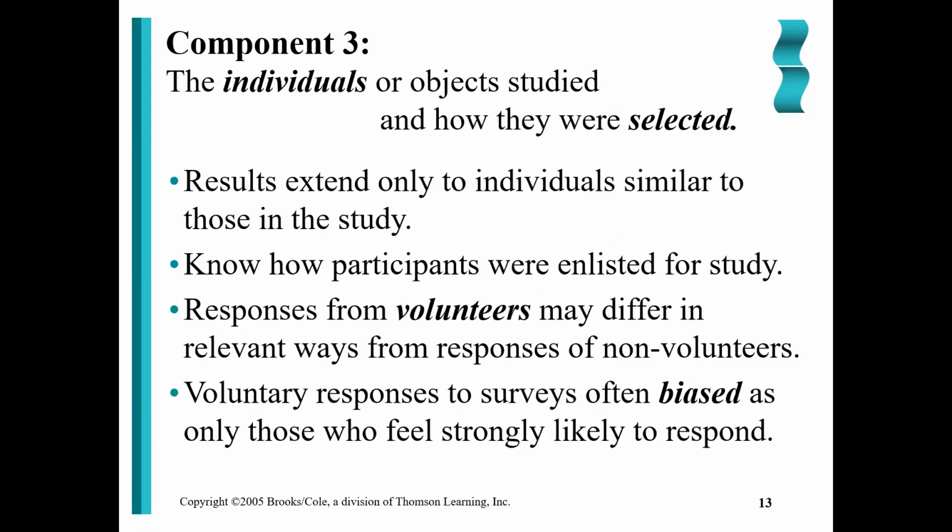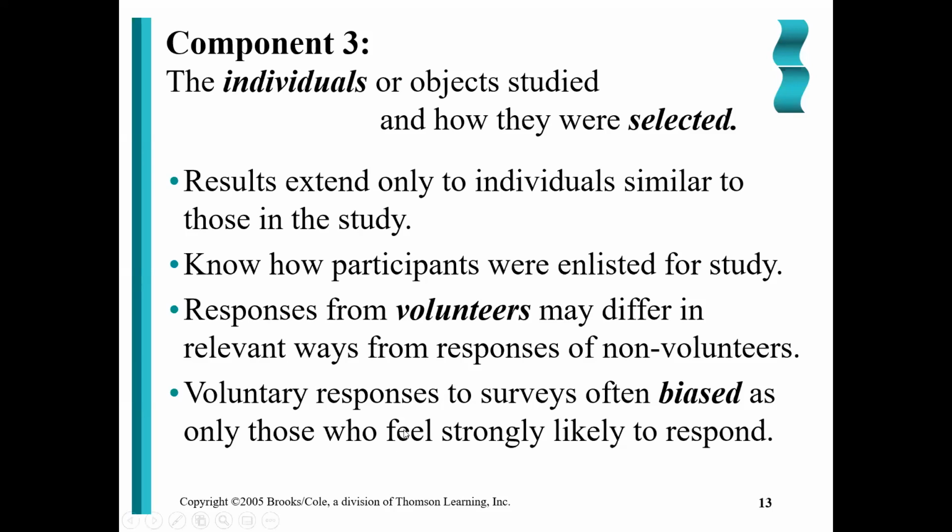And component number three, the individuals or objects studied and how they were selected. So who are the people who are being studied, or what are being studied, right? It doesn't have to be people, it could be objects, right? You could be counting the number of fish in a pond or something like that. You have to know how the participants were enlisted for the study. So were they randomly selected, or were they volunteers?